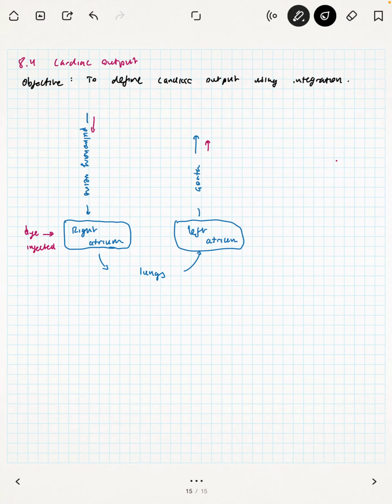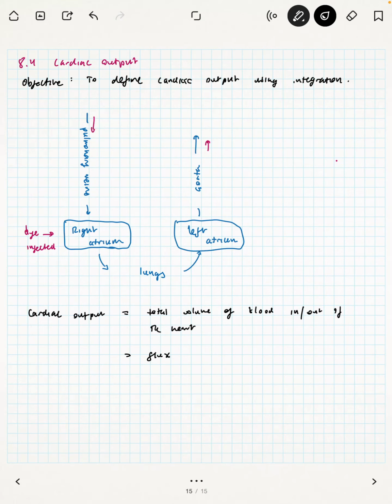And so roughly what we want to think about is if cardiac output is the total volume of blood. Oops, that's not how you spell blood. In and out of the heart. Then what we're really talking about is flux through the heart.